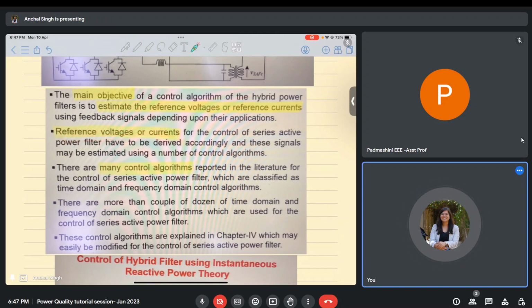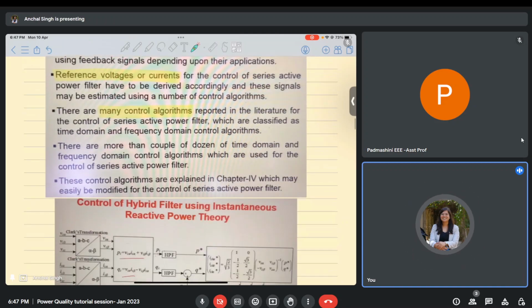And there are a lot of control algorithms available that I have just told you. We have discussed the classification also of these control algorithms. Broadly, they are classified in the category of time domain and frequency domain algorithms. So based on that classification, we can easily analyze and understand or classify these algorithms that are present all over the literature.